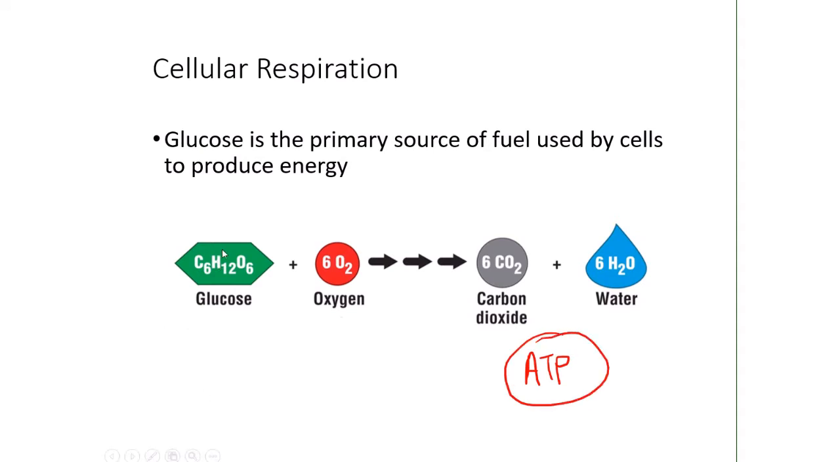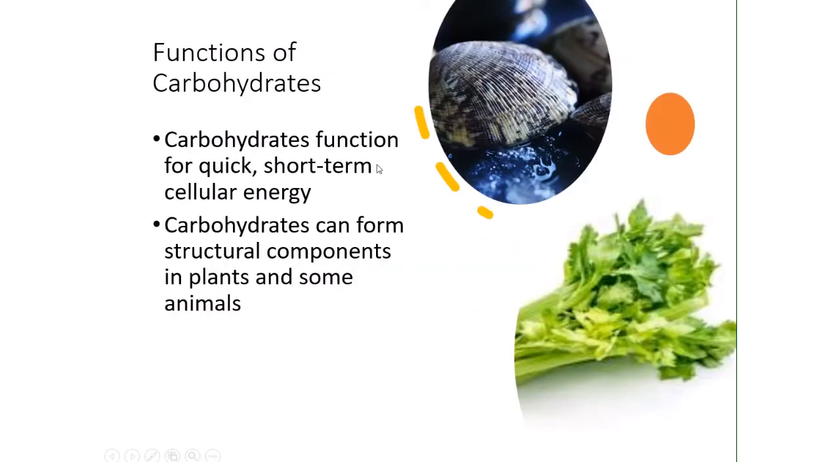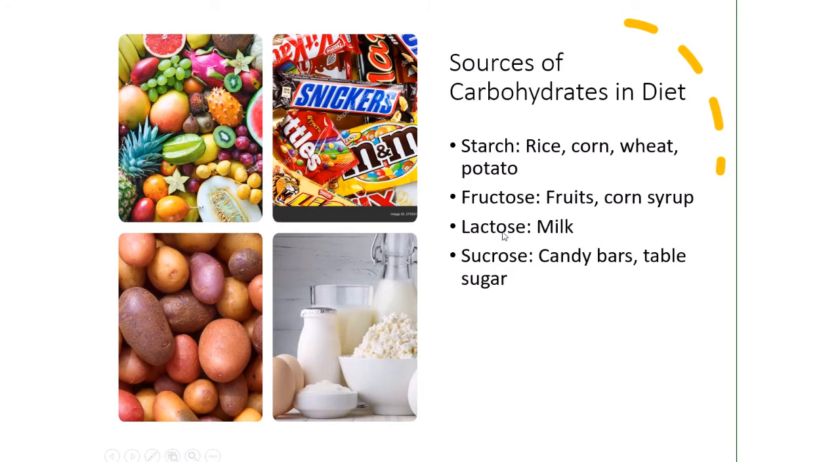Okay, so we'll talk more about this ATP business in lectures 4 and 5. For now, just know that we can use glucose as fuel in the process called cellular respiration. And glucose is an example of carbohydrates. So where can we get carbohydrates in our diet? Well, there are many different ways you can get carbohydrates.